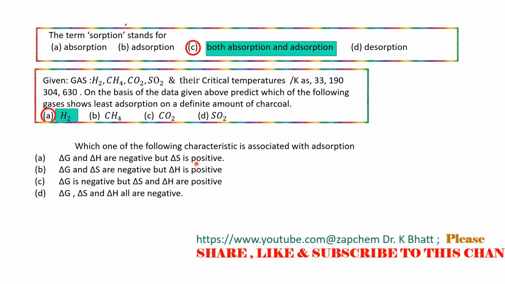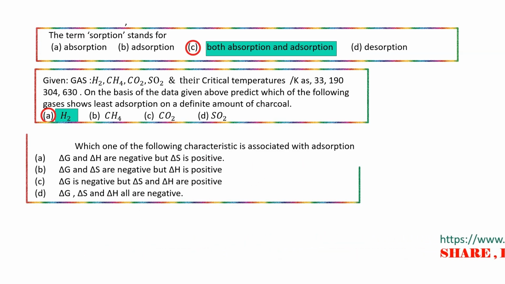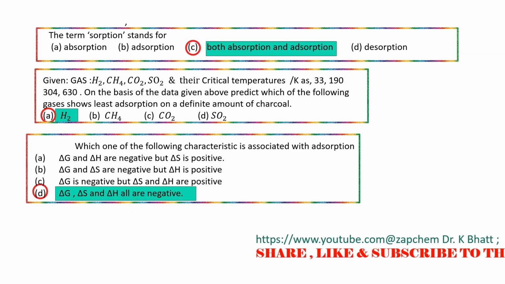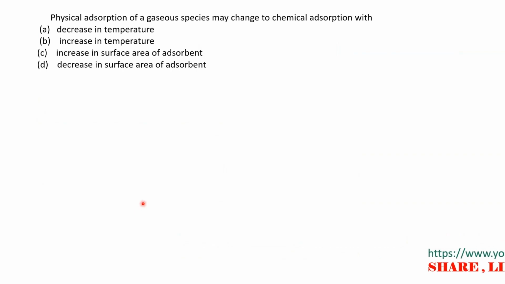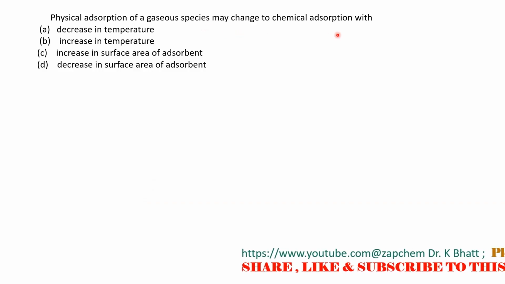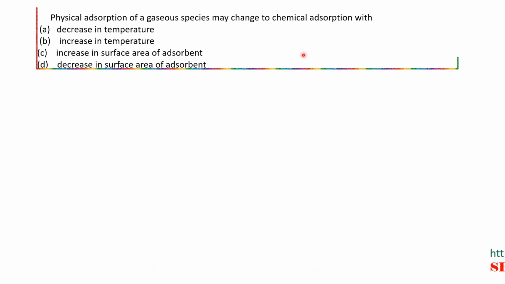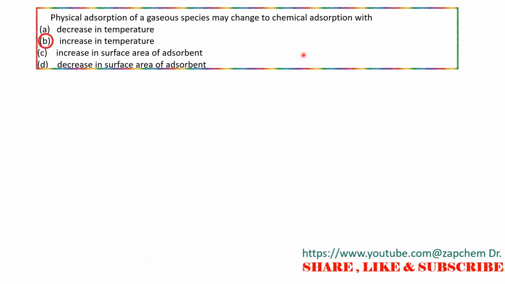Which one of the following characteristics is associated with adsorption? The answer is option D, that is delta G, delta S and delta H are negative. Next question: physical adsorption of gaseous species may change to chemical adsorption with, out of the four options, the correct answer is B, that is increase of temperature.